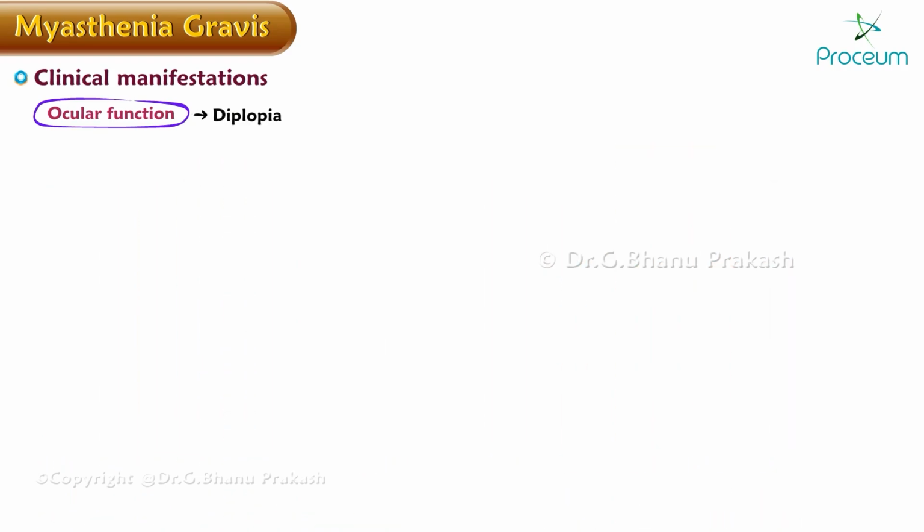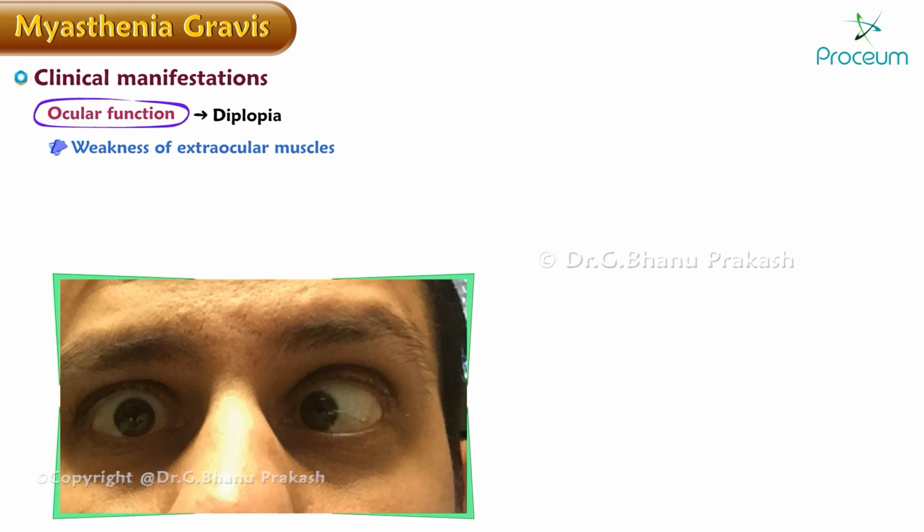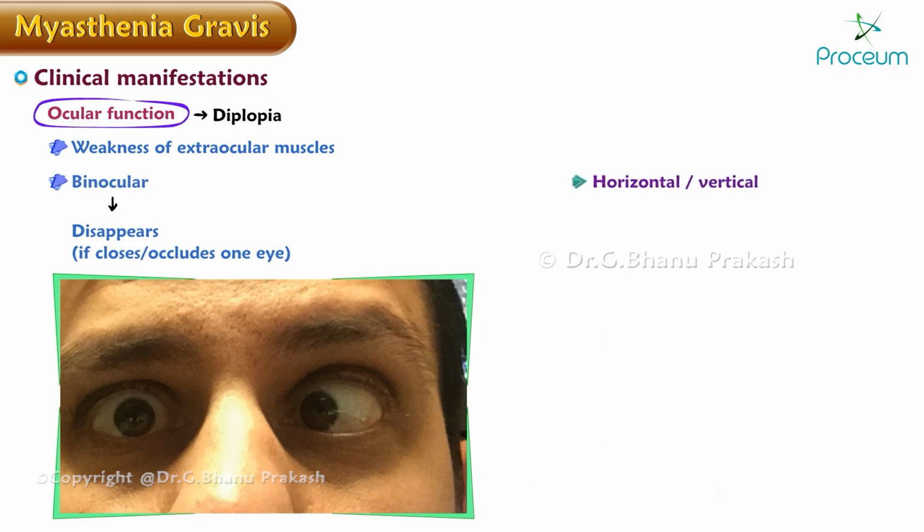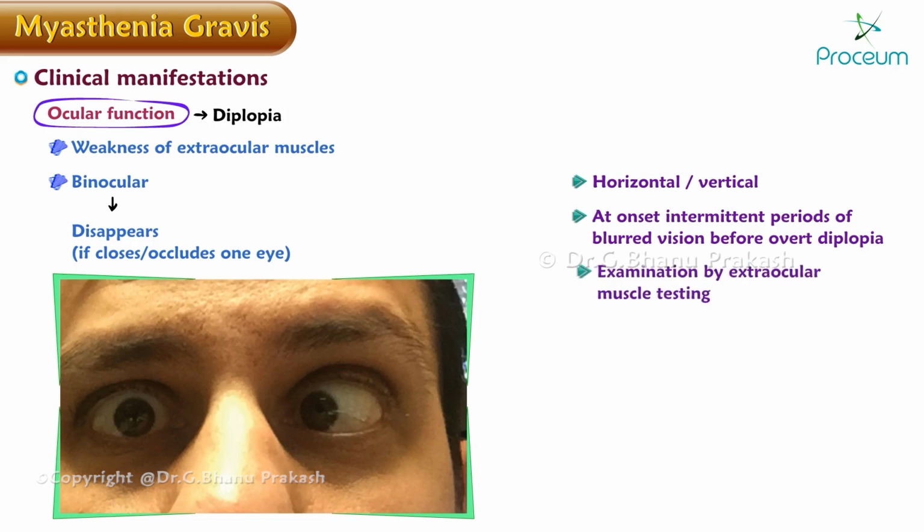Diplopia. Weakness of the extraocular muscles produces binocular diplopia that disappears when the patient closes or occludes one eye. It may be horizontal or vertical. At the onset, this is sometimes sensed as intermittent periods of blurred vision before overt diplopia is evident. Diplopia may be identified on examination by extraocular muscle testing.